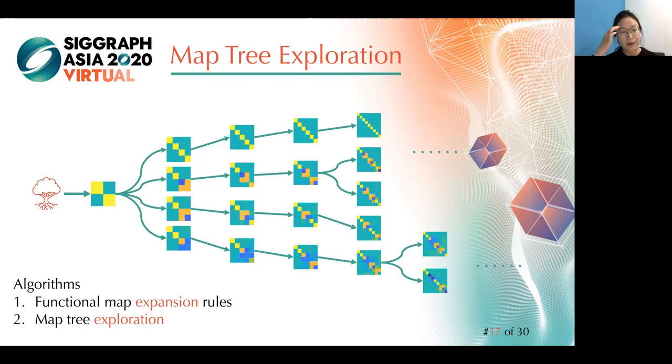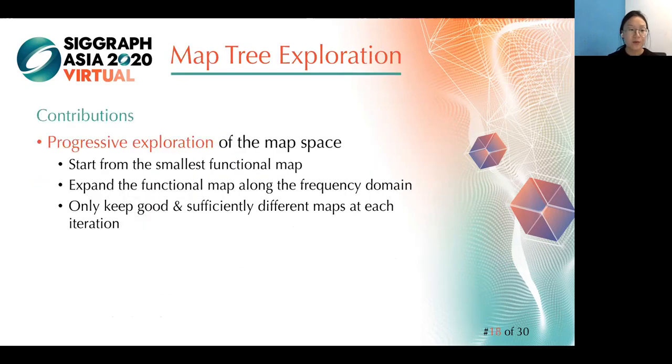We therefore propose a method called MapTree to organize the pointwise maps into a tree structure. We use a compact functional map representation and expand the tree along the frequency domain. Specifically, we always start from the smallest functional map with size 1 by 1, which is fully determined by the first constant eigenfunctions of the given shapes. We then expand the functional map along the frequency domain, where we enumerate all possible mappings between eigenfunctions in a similar frequency. We only keep good and sufficiently different maps at each iteration.